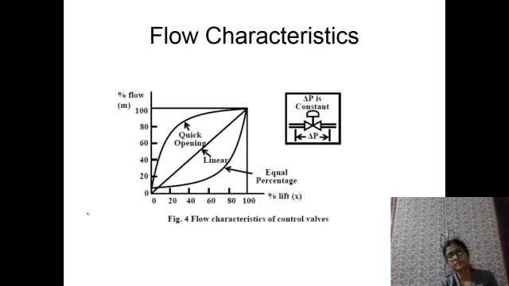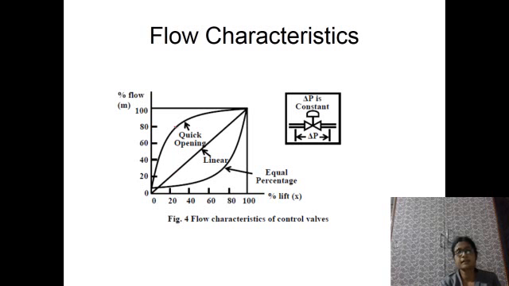Now what are the quick opening type, linear type, and equal percentage type characteristics? The name signifies its operation. Quick opening means it responds quickly. That means, say, for 30% stem lift on the M versus X characteristics, the fluid flow rate is almost 80%.